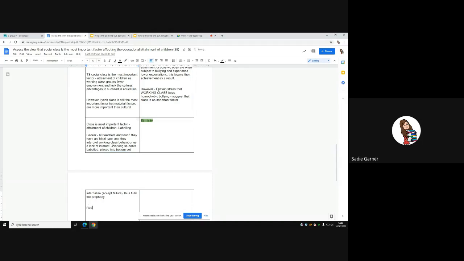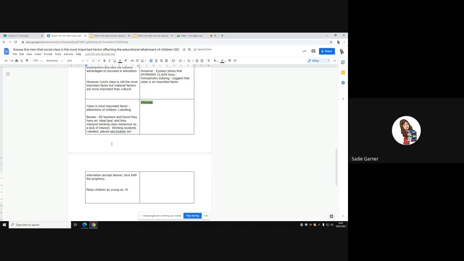For Ray, so Professor Diane Ray, children as young as 10. Again, I always add her in because she's very contemporary, very current. I think it really stresses that internalisation is happening very, very young. By the time they maybe even go to secondary school, that internalisation has already happened. So children as young as 10 have already internalised.